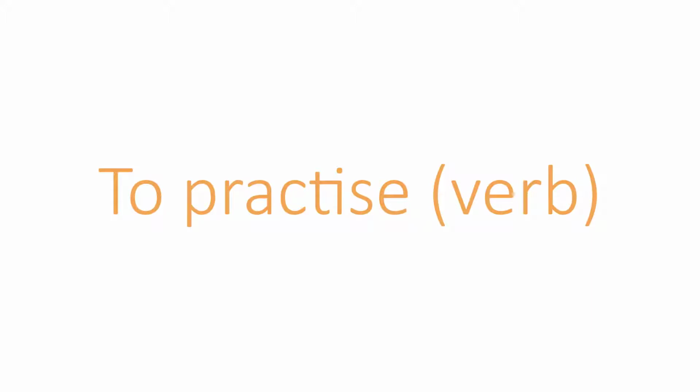So it's P-R-A-C-T-I-S-E. Okay, so that's a very common mistake. You've got practice and practise, football practice, and to practise playing the piano. So one is a noun and one is a verb.